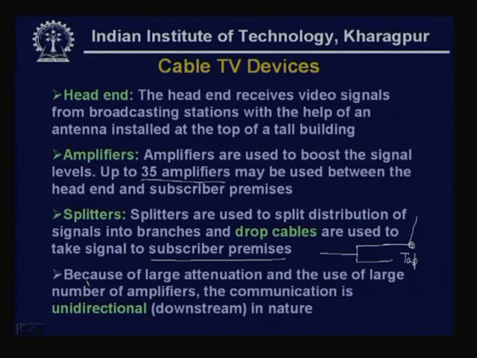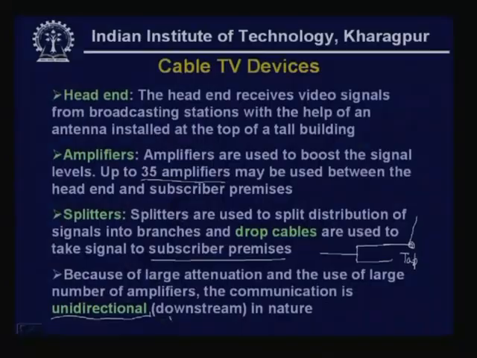And as I mentioned, because of large attenuation you will require a large number of amplifiers, and this restricts the communication to be unidirectional. That means only the downstream signal goes from the head end to the residential premises. So, the signal transmission in a standard cable TV system is unidirectional, and only the downstream signal is present. Essentially, the TV signals are distributed to residential buildings with the help of this cable TV system.